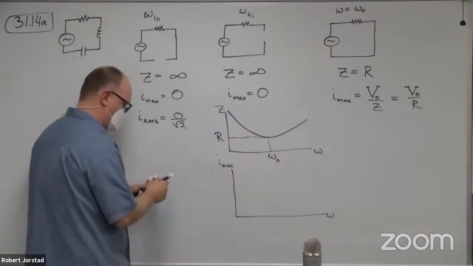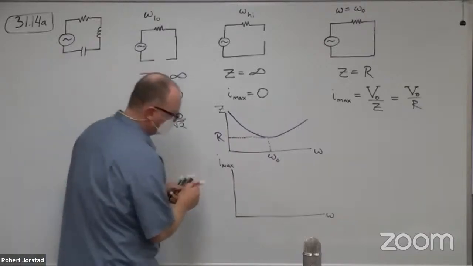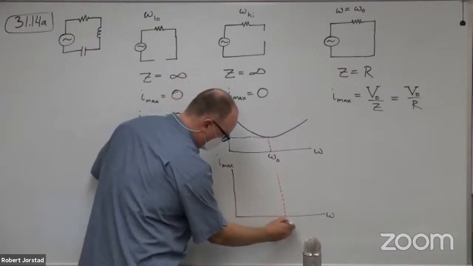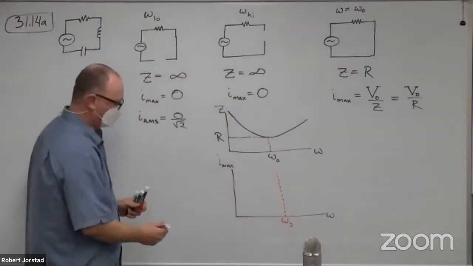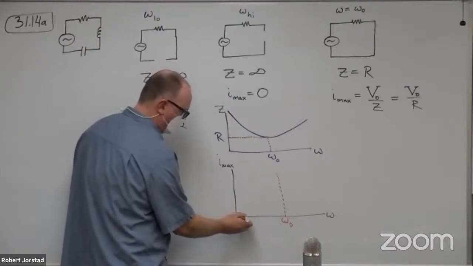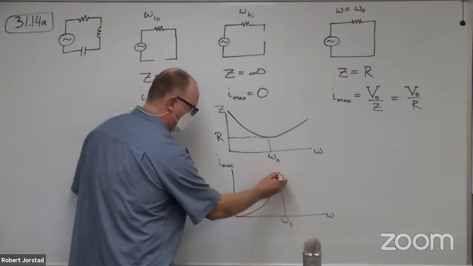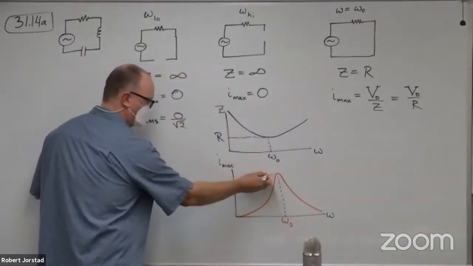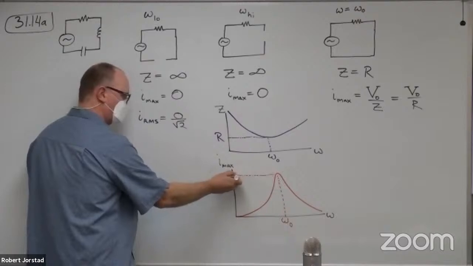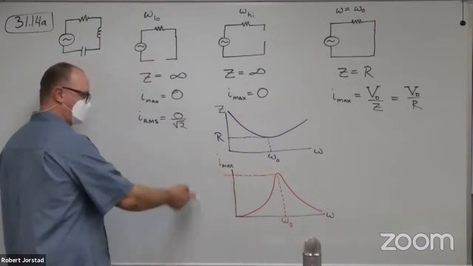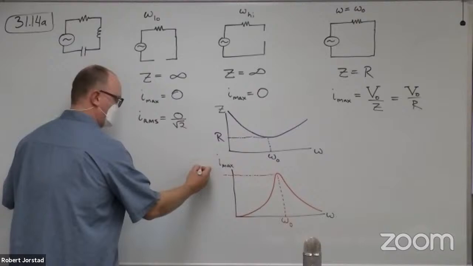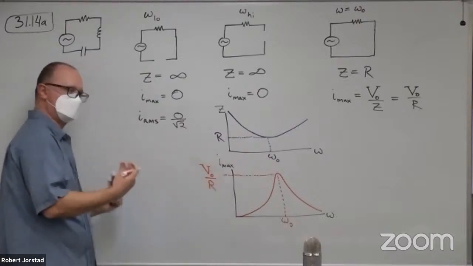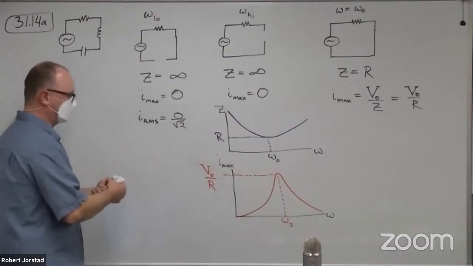What does the plot of Imax versus omega look like? Omega naught, it's going to start at 0 and do something like that. What's the special value right here on the vertical axis? V naught over R.